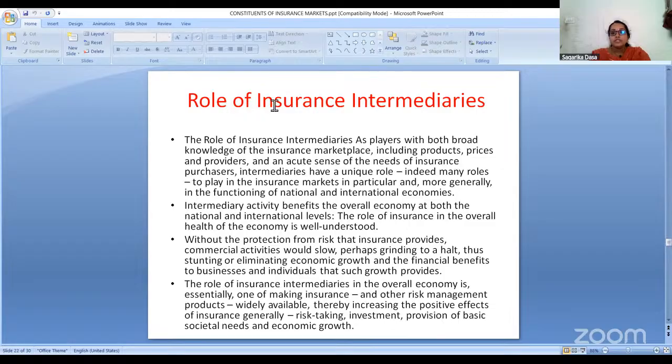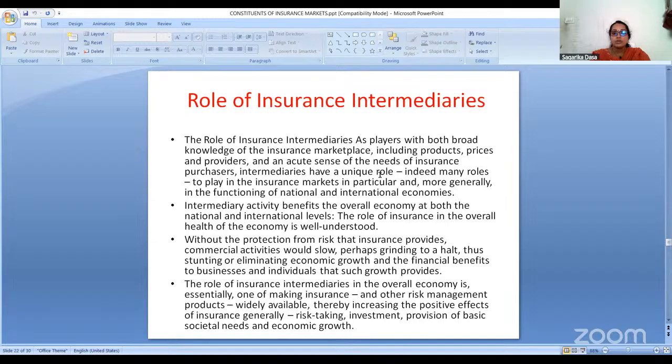Now, role of insurance intermediaries. What type of role do these intermediaries play? The role of insurance intermediaries is as players with both broad knowledge of the insurance marketplace, including products, prices, and providers, and an acute sense of the needs of insurance purchasers.